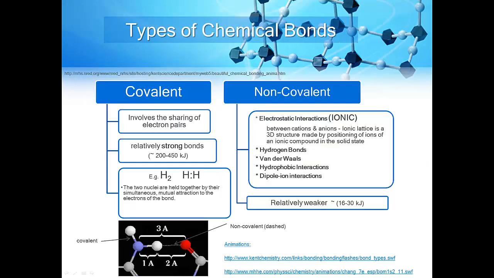Okay, so there's two main types of chemical bonds that we're going to learn about. There's covalent and non-covalent. The covalent interaction involves the sharing of an electron pair. So two electrons being shared between two atoms, and they're relatively strong. They're the strongest kind of chemical bonds. These are the chemical bonds that are present in diamond, for example. They're also the chemical bonds that hold together a lot of your DNA and these types of things.